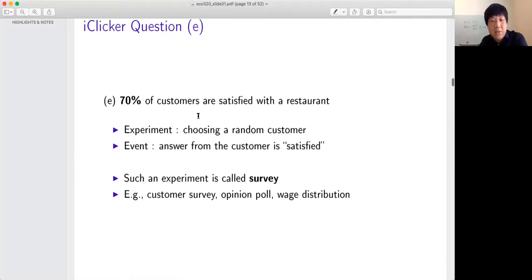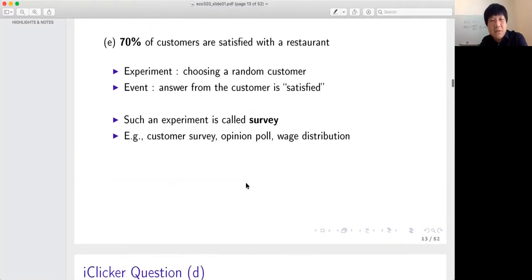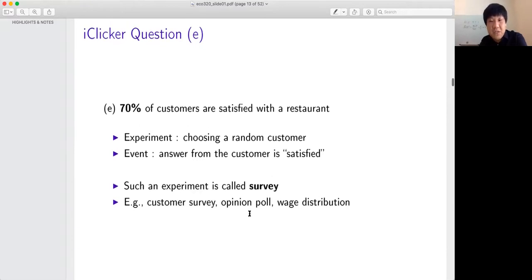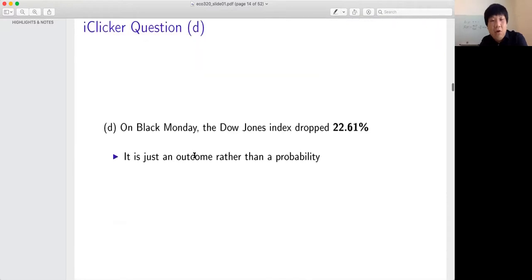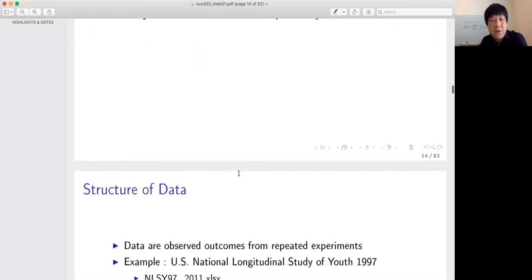Same thing, 70% of customers satisfied. This is like 70 out of 100 customers satisfied. That is kind of a probability, but this is just an outcome rather than a probability. That's why this cannot be the answer.